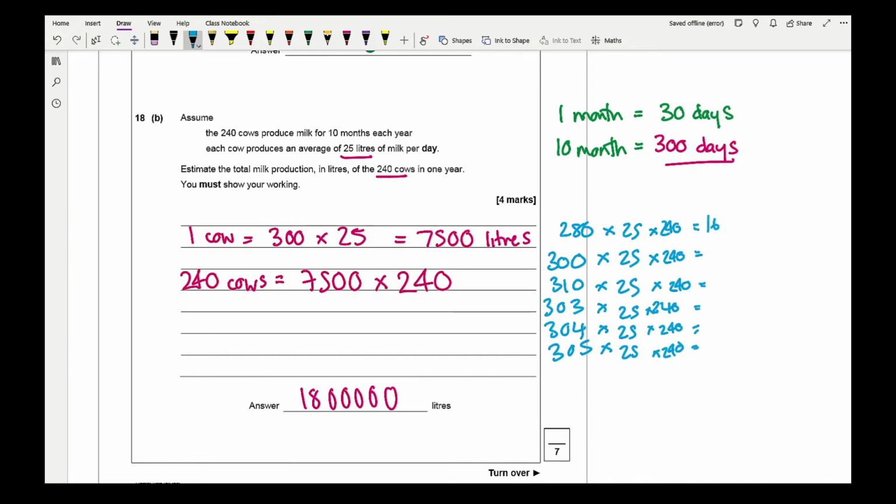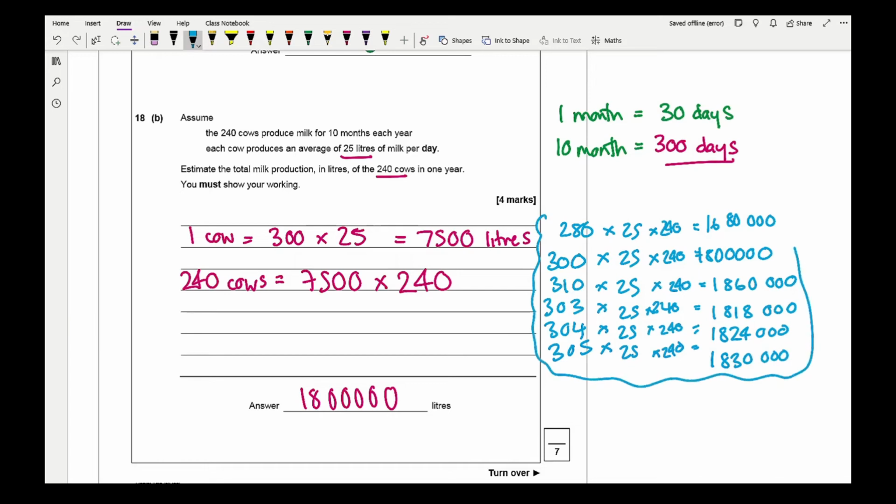So you should have 16, 80, 1, 2, 3. And you could have 18, 1, 2, 3, 4, 5, which is what we got. You could have 1, 8, 6, 0, 1, 2, 3. You could have 1, 8, 1, 8, 1, 2, 3. You could have 1, 8, 2, 4, 1, 2, 3. Or you could have 1, 8, 3, 0, 1, 2, 3. So any of those particular answers would get you the 4 marks. And again, it's all based on how many days you've calculated as being in the 12 months.